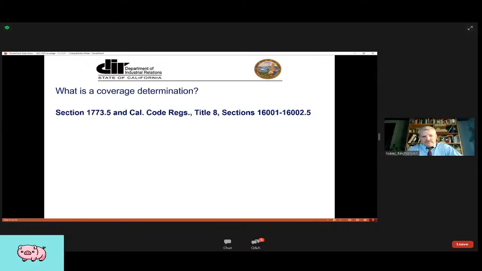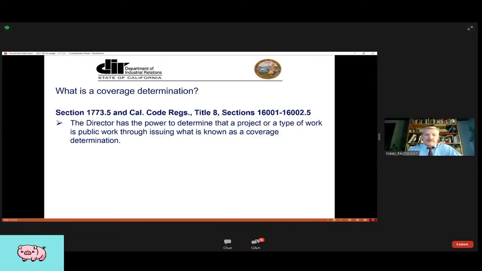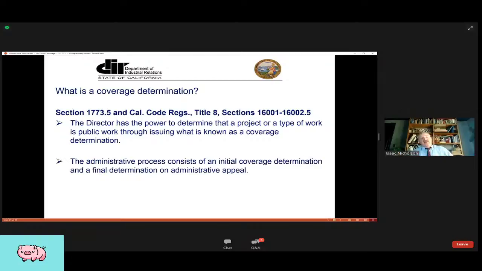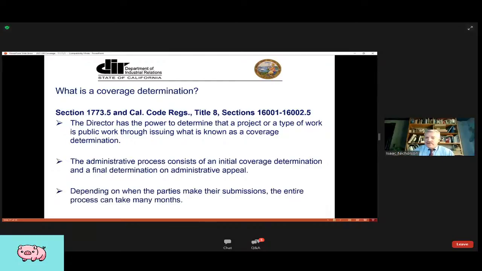What's a coverage determination? The director has the power to determine that a project or a type of work is public work through issuing what is known as a coverage determination, a final determination on an administrative appeal. So the initial coverage determination, and I'd like to say a few words about it actually. If you're submitting a request for a coverage determination under 1773.5 and the enabling regs, there's a need, in my opinion, and I think everyone in my office would agree, to include any potentially interested parties in the request.